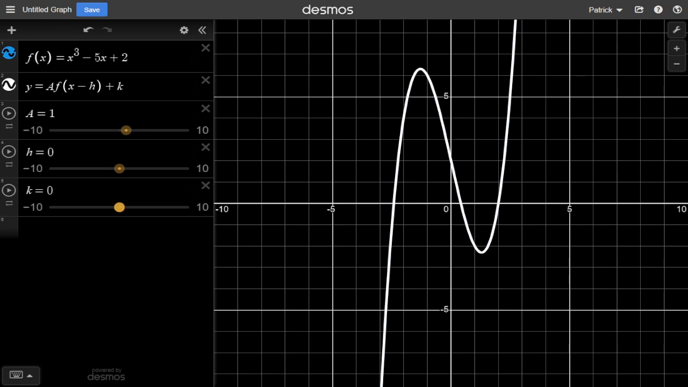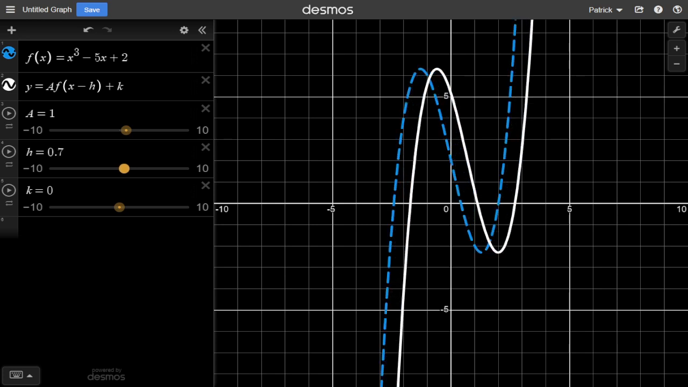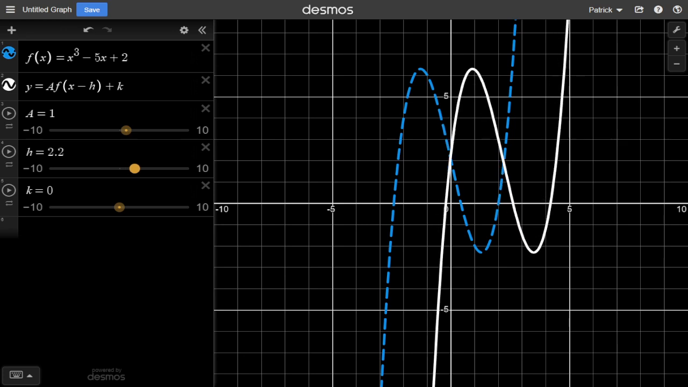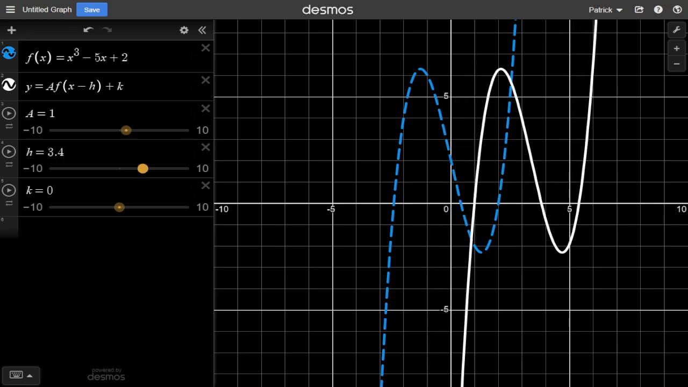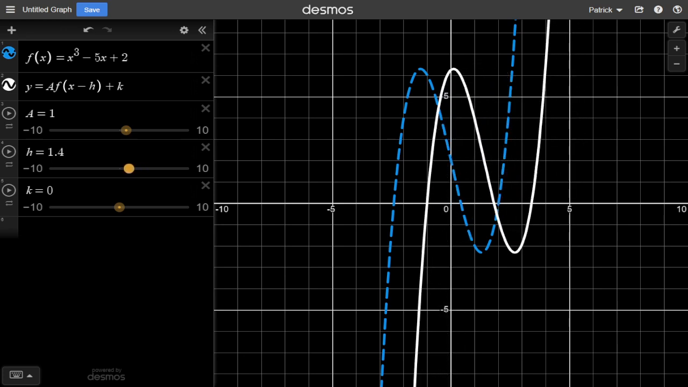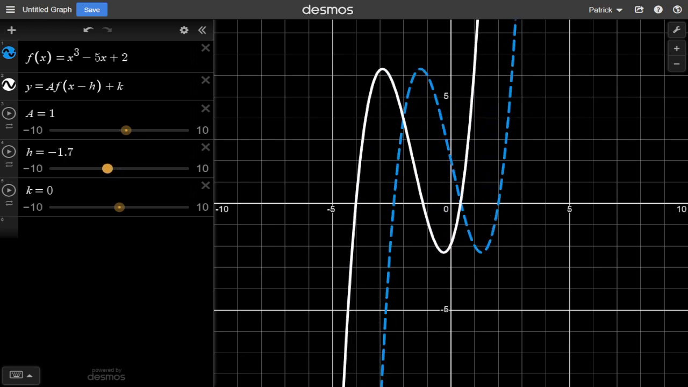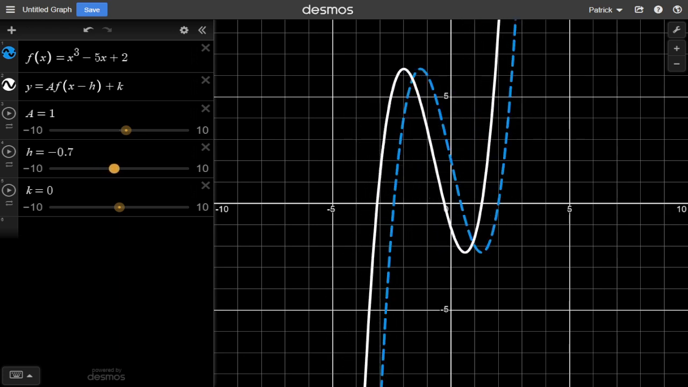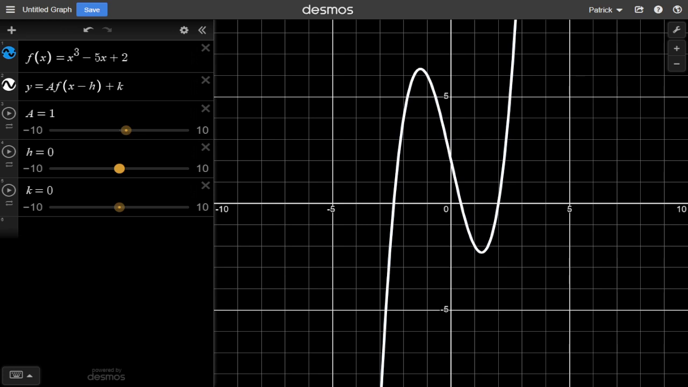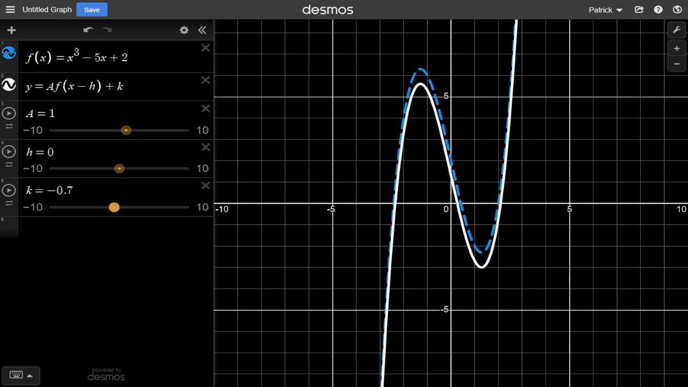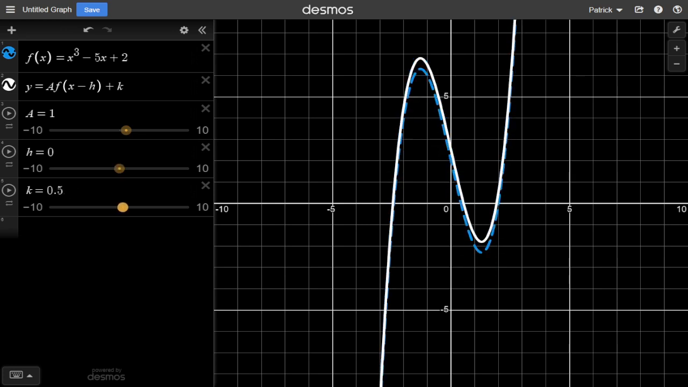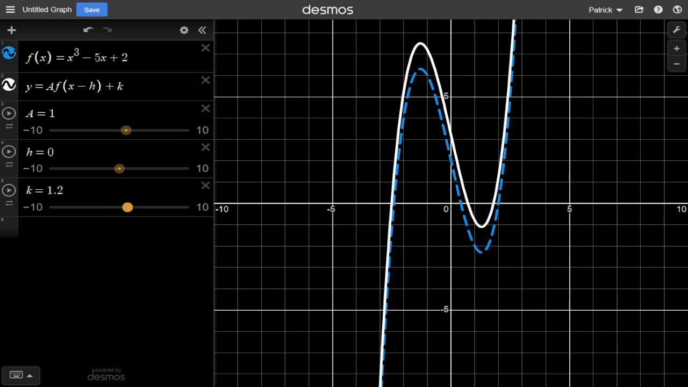The variables h and k don't necessarily immediately make you think of horizontal and vertical. But now that you know that, it's probably not that much of a surprise that as I move h, the graph moves around horizontally. And if I change k, the graph moves around vertically.